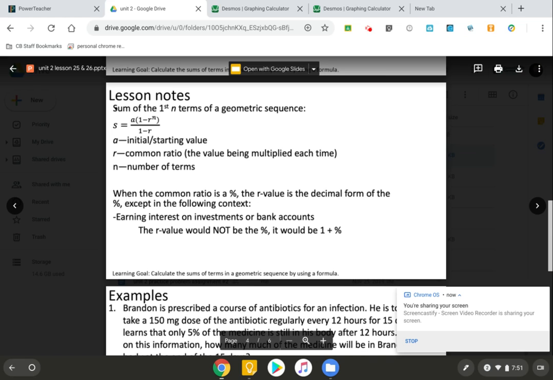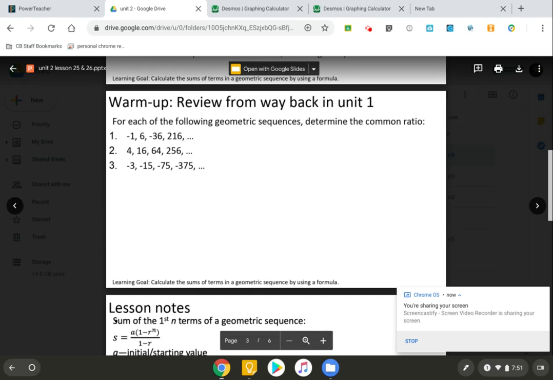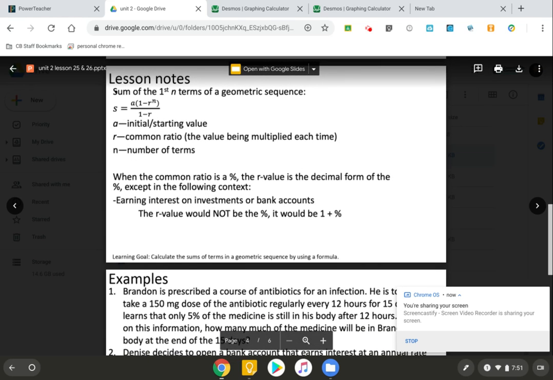So the reason that we reviewed geometric sequences and common ratios in the warm-up is because of what we're learning about today. Today we are going to basically apply what we've been learning, rational functions, rational equations. We're going to apply that to something that we learned way back at the beginning of the year, geometric sequences. Specifically, we're going to learn how to find the sum of terms of a geometric sequence.